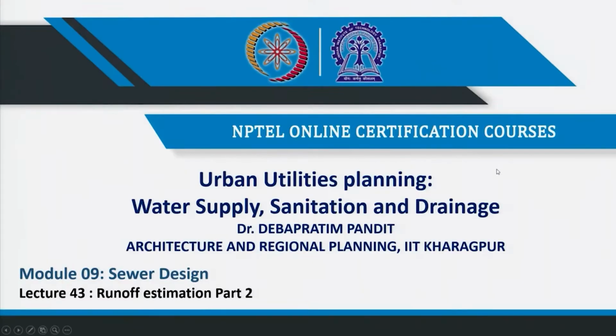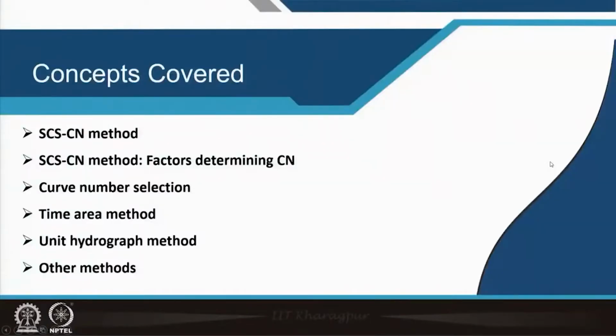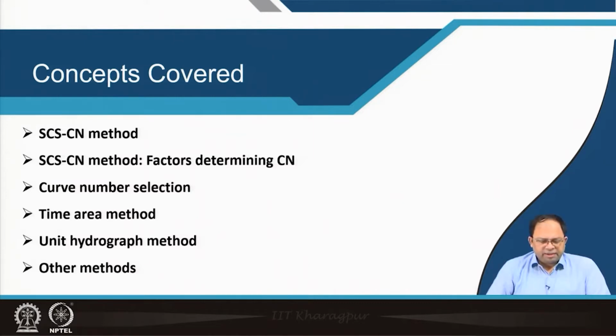Welcome back. In lecture 43, we will cover the second part of runoff estimation. The different concepts that we will cover are the SCS-CN method, and within the SCS-CN method, the different factors determining CN values, curve number selection. Then we will look into the time area method, the unit hydrograph method, and we will also look into some other methods as well.